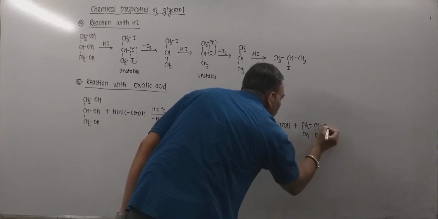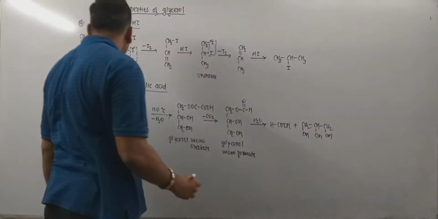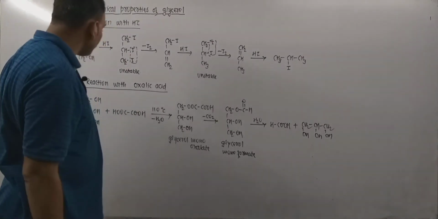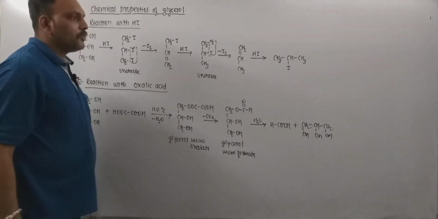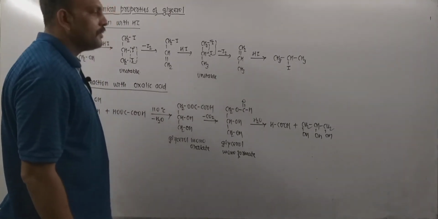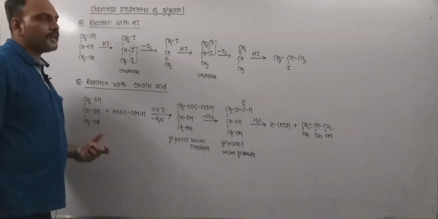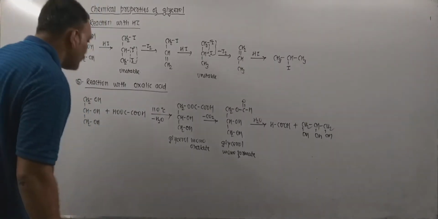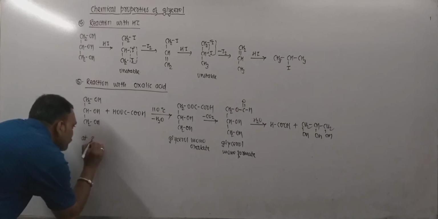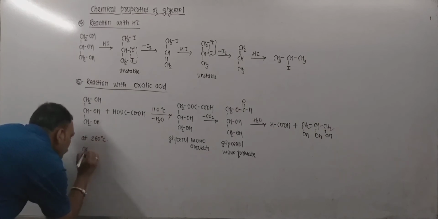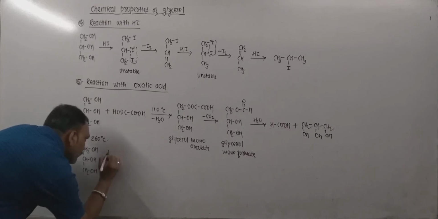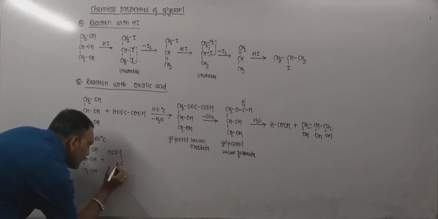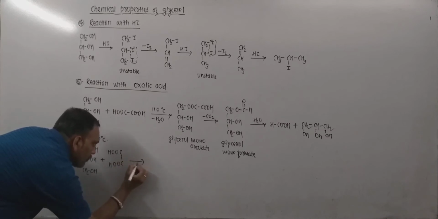Thus it is to be remembered that oxalic acid reacts with glycerol at 110 degrees Celsius, and that leads to the formation of formic acid. So it is one of the important methods to prepare formic acid. But at 260 degrees Celsius, the reaction takes place in a different manner. So let's see what happens when we heat glycerol with oxalic acid at a comparatively higher temperature.